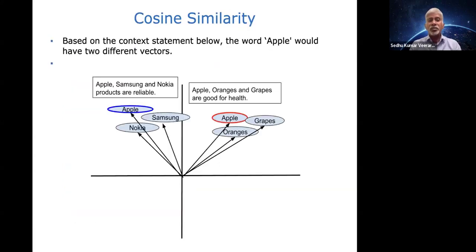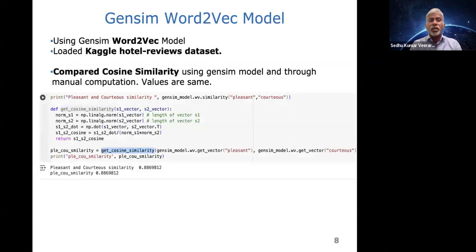Cosine similarity. Based on the context statement below, the word apple would have two different vectors. Apple, Samsung, and Nokia products are reliable. Here the apple represents the entity. Apple, oranges, and grapes are good for health. Here the apple represents the fruit.